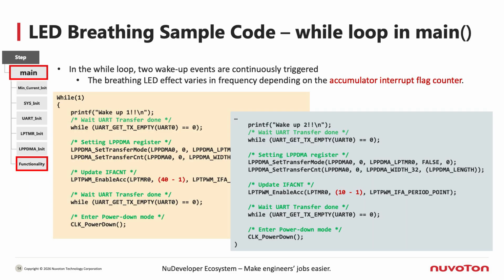Once the system enters power down mode, the Low Power Timer PWM will use the accumulator interrupt to wake up the CPU, allowing the program to continue execution. After sending out the message, we update the Low Power PWM parameters and reconfigure the PWM accumulator for the next cycle, then go back into power down. The duration that the PWM maintains its output during power down is determined by the accumulator's IFACNT register.